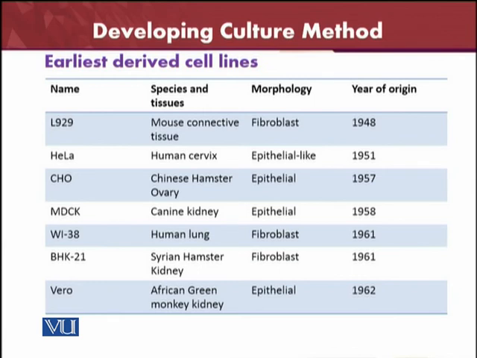Then BHK, the Syrian hamster kidney cell line, fibroblast from the morphological point of view, developed in 1961. Vero cell lines, very common cell lines, were developed from African green monkey kidney, and these are epithelial from the morphological point of view, and were developed in 1962.